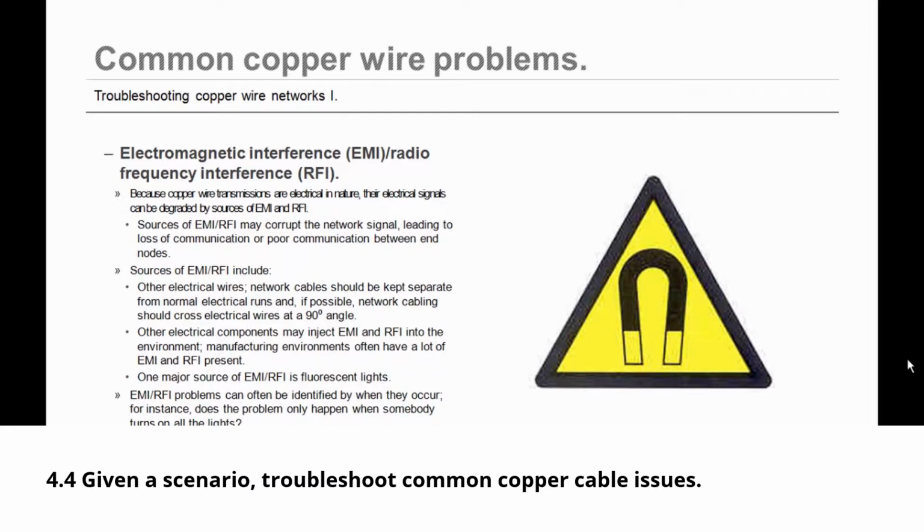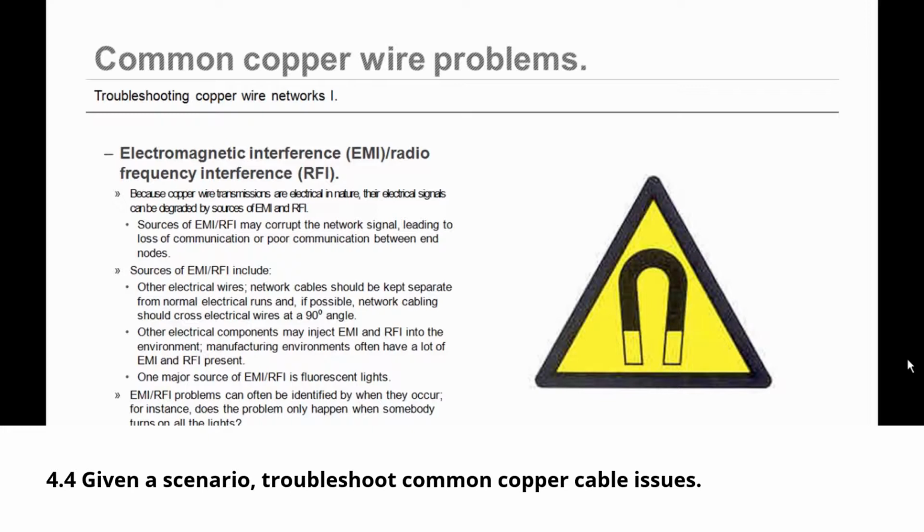These include other electrical wires. Network cables should be kept separate from normal electrical runs, and if possible, network cabling should always cross electrical wires at a 90-degree angle. Never run network cables right alongside the normal electrical run, as the probability of interference will greatly increase. EMI and RFI can also be caused by other electrical components.